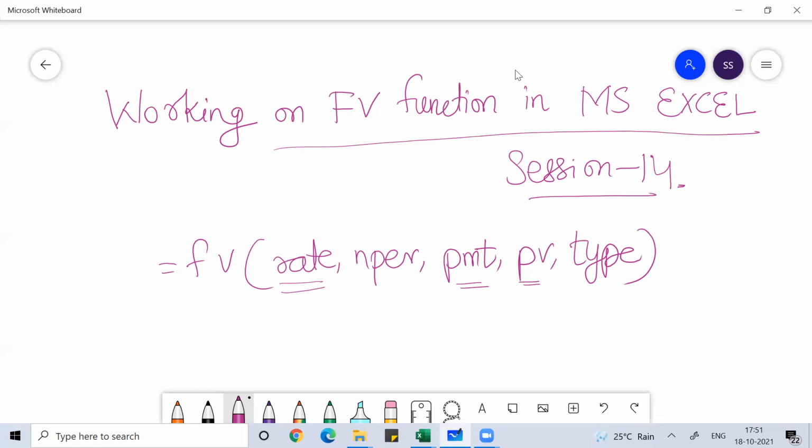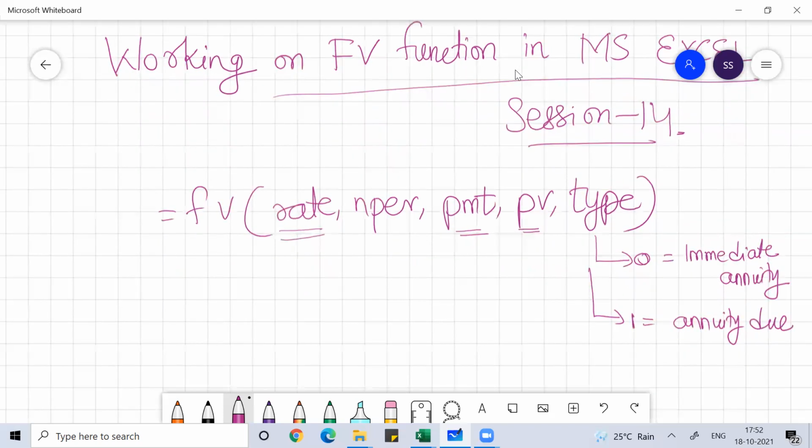Type would be two types. When you work on type, by default it will take zero. Zero means ordinary annuity, means at the end of the period. So that is called zero. And when we talk about one, one means annuity due. Okay, everyone. So if you do not type anything, it will always take ordinary annuity only.